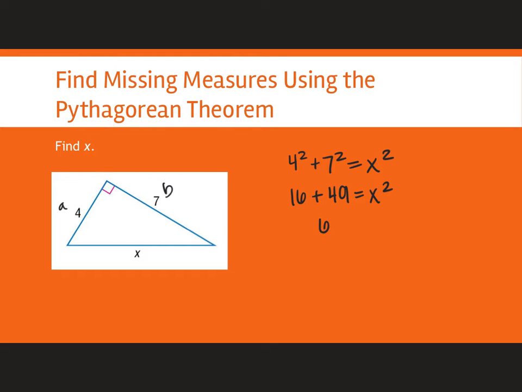So then I have 65 is equal to x squared. I'm going to take the square root of both sides. So the square root of 65 is equal to x. And I cannot simplify the square root of 65, so we will just leave it as the square root of 65. Okay? So pretty straightforward. We know the Pythagorean theorem. This is probably the only thing we really remember from middle school math.